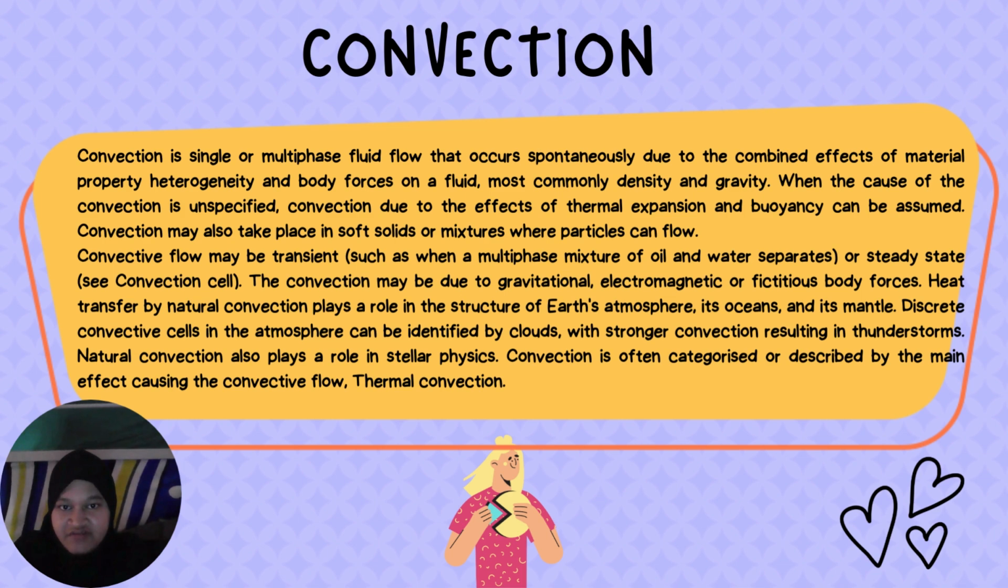Heat transfer by natural convection plays a role in the structure of Earth's atmosphere, its oceans, and its mantle. Discrete convective cells in the atmosphere can be identified by clouds, with stronger convection resulting in thunderstorms. Natural convection also plays a role in stellar physics. Convection is often categorized or described by the main effect causing the convective flow, such as thermal convection.